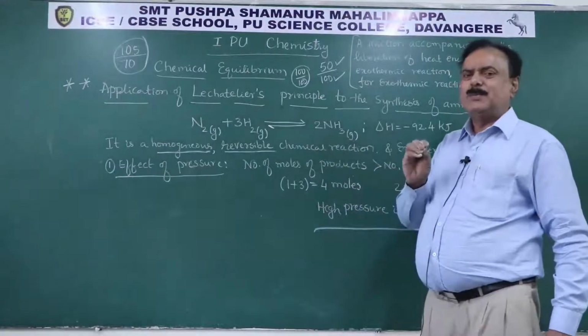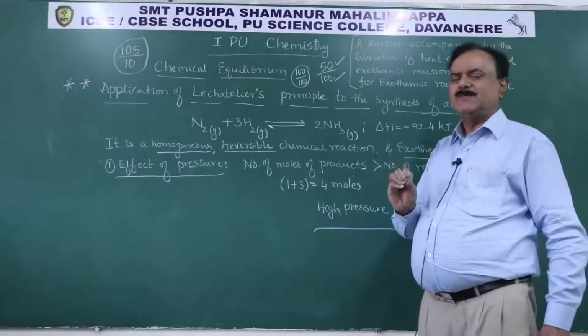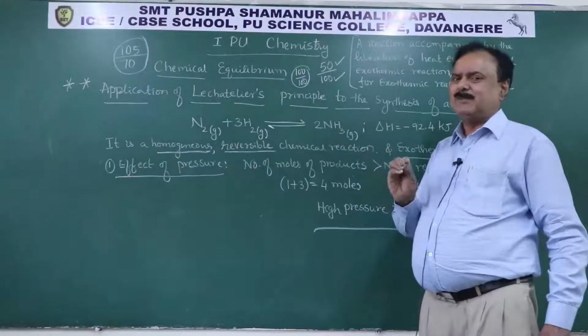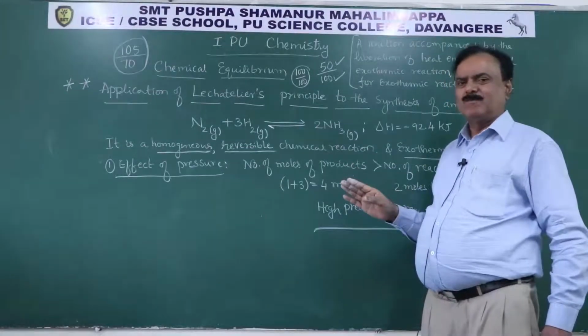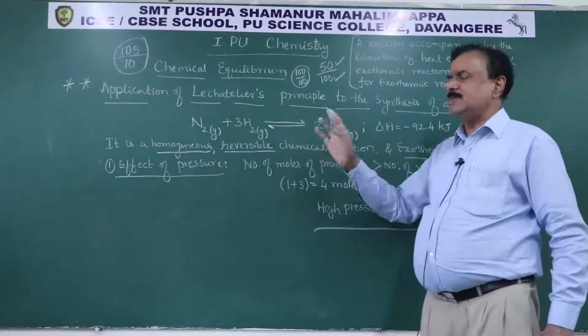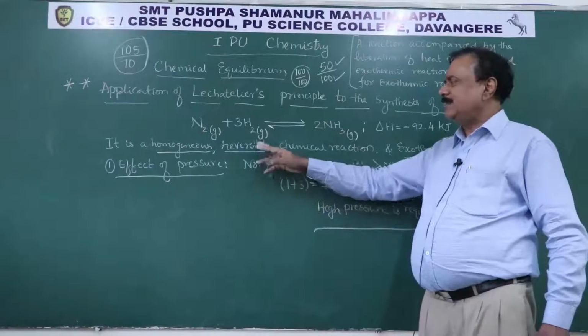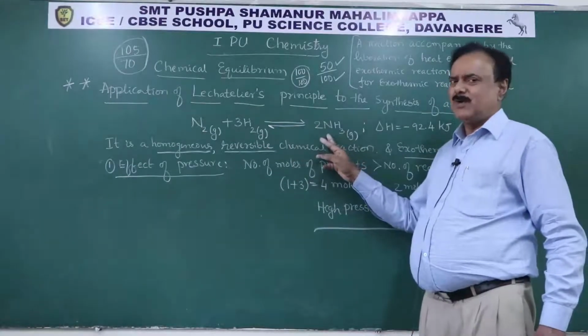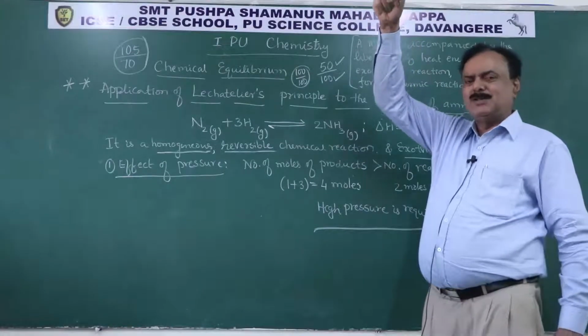That is why an appropriate pressure, called a moderate pressure, is required in order to get the maximum yield. Increase in pressure, of course, is required for the forward direction, but beyond a certain limiting value, ammonia decomposes to give back nitrogen and hydrogen. But with weak or lesser pressure, the yield will not be formed. Lesser pressure means you are keeping the piston above the molecules.